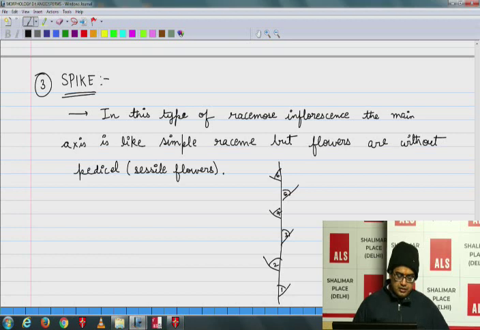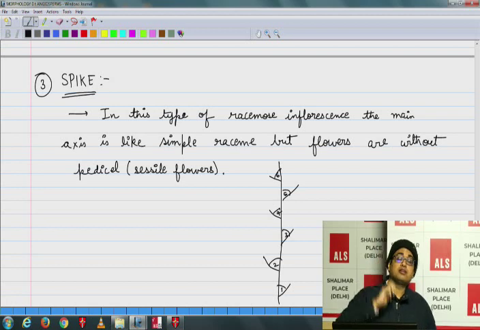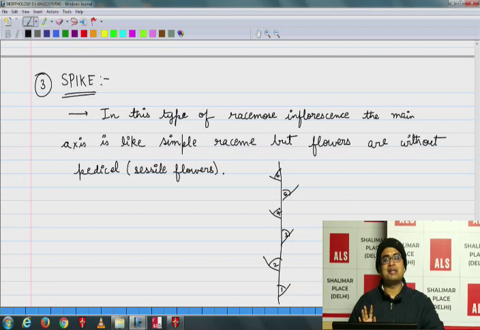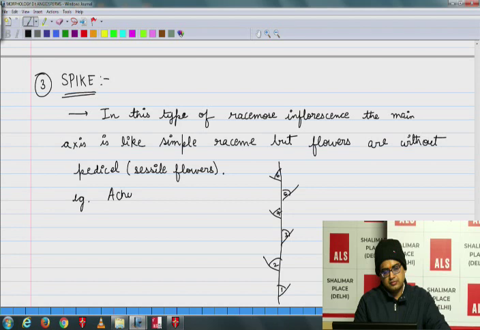Okay. And there is a very good example of this type of spike inflorescence that you can see around you. Example is Achyranthes aspera. Have you seen the plant? Yeah, nobody will remember the scientific name that I am speaking, but let me give you a hint. Example, Achyranthes aspera.